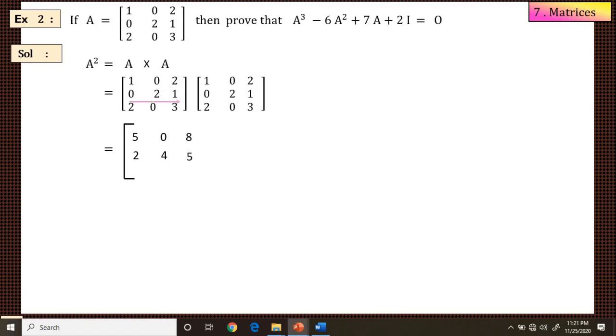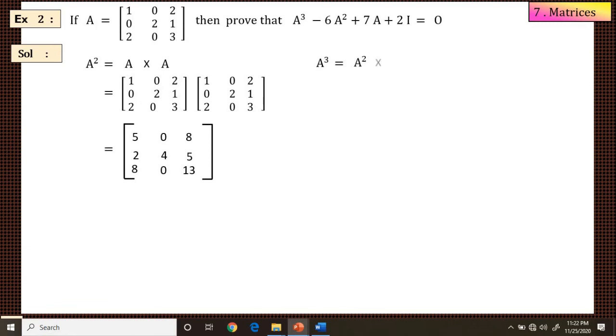Now we have the third row. The third row with the first column, if you operate, you will get 8, and with the second column you will get a 0, and with the third column elements, you will get a 13. So this is the A square matrix. Now I'm finding A cube.